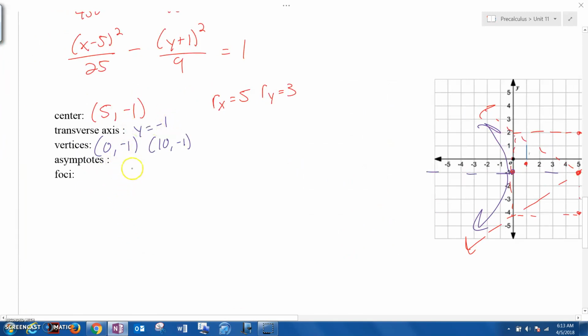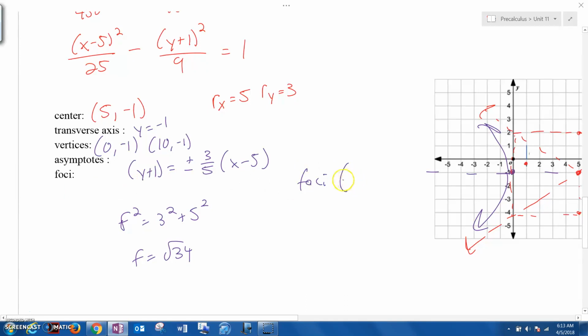The asymptote equation is the y piece first from your center equals plus or minus ry over rx, because slope is y over x, and then x minus 5. The foci, we have to do that equation real quick. F squared equals 3 squared plus 5 squared. So we get 9 plus 25 is 34. So we're moving root 34 in the x direction. So my foci are, the x was at 5, so 5 plus or minus root 34, comma, negative 1.